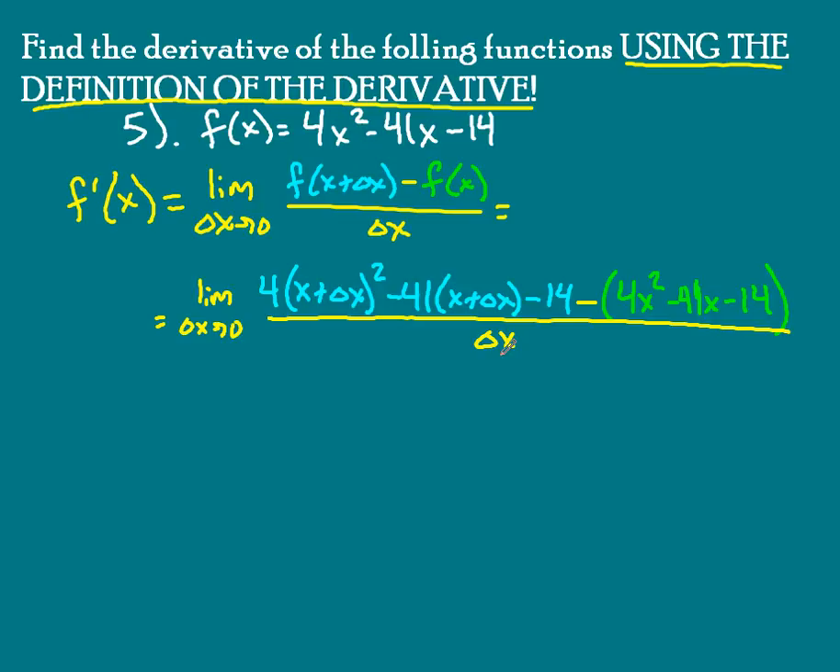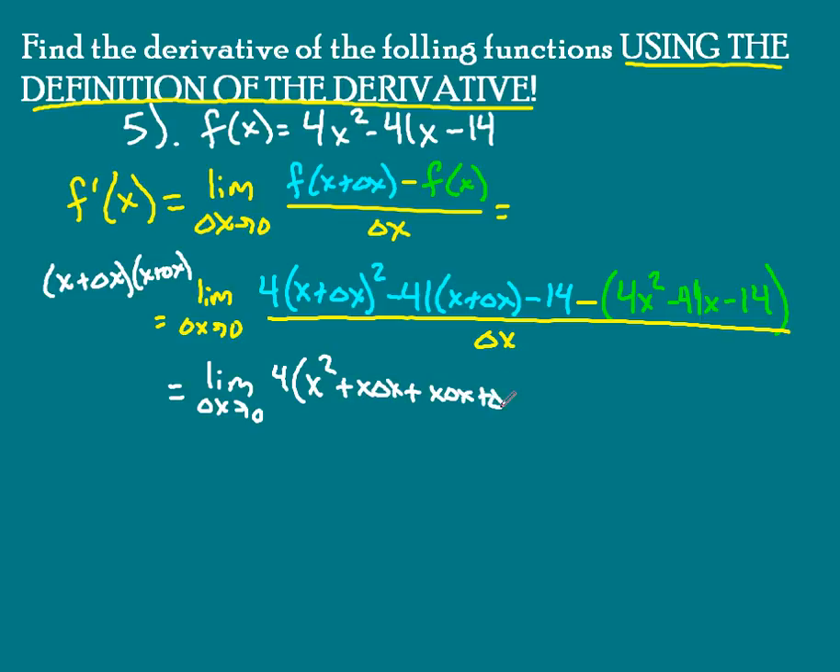All we're doing from here is trying to simplify a little bit. And to simplify this means to FOIL some things out. So, still the limit as delta x approaches 0. This part will now be 4 times, when I expand this, x plus delta x squared, which again means x plus delta x times x plus delta x. So you'll get x squared plus an x delta x plus another x delta x plus delta x squared.